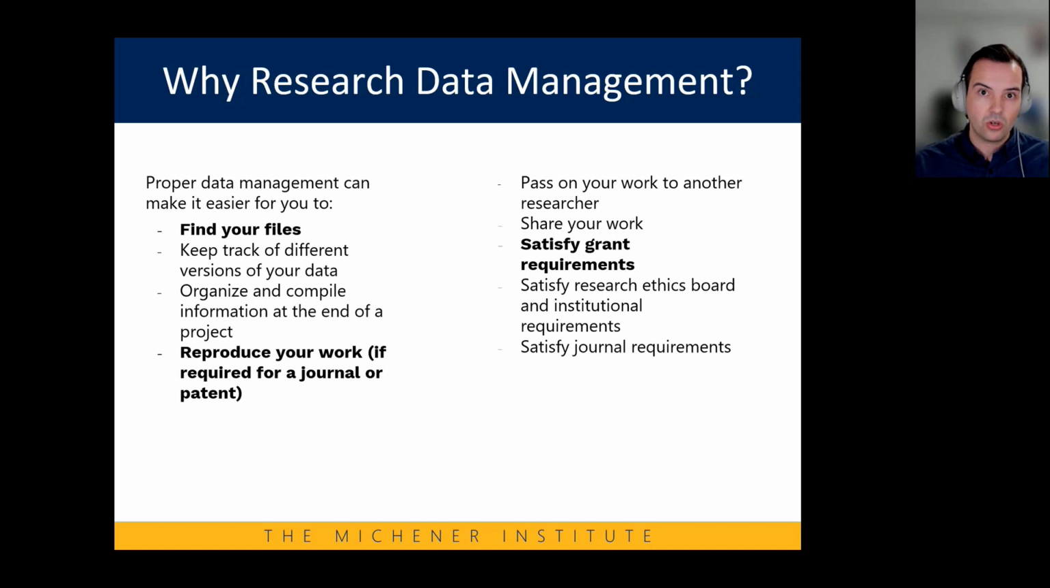But if your journal or patent or a funder is asking for your research data, you should be able to provide it, and you should be able to provide it in an organized and accessible manner, which you'll see in a minute. You should be able to pass on your work to another researcher if you're comfortable with it. In some cases, your funding may require it, but you should be able to pass on the proof of your point to someone else who's looking to reproduce that, as well as just generally share your work.